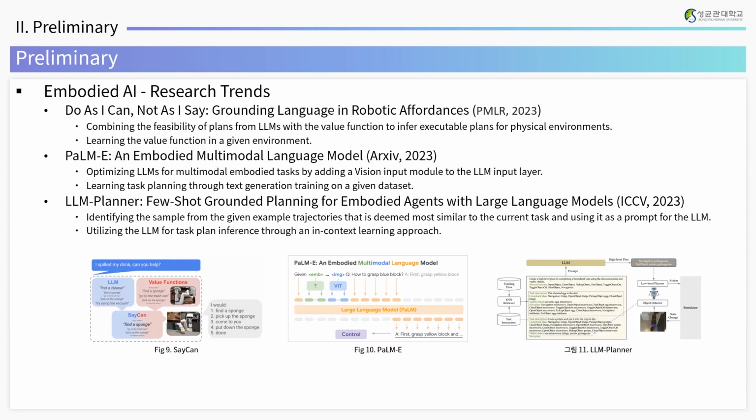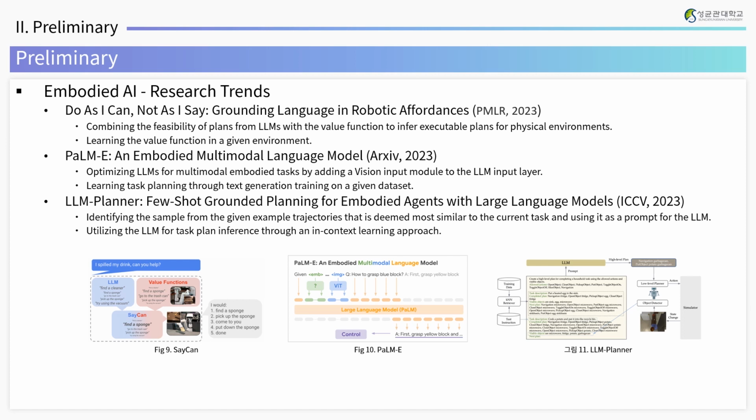Next paper is Do As I Can, Not As I Say: Grounding Language in Robotic Affordances. It combines the feasibility of plans from LLMs, large language models, with the value function to infer executable plans for physical environments. The value function is learned in a given environment.